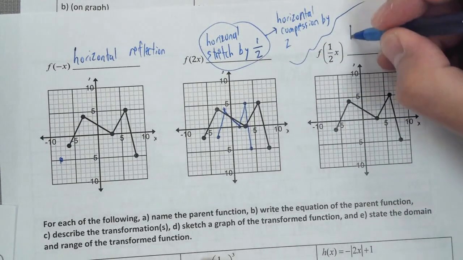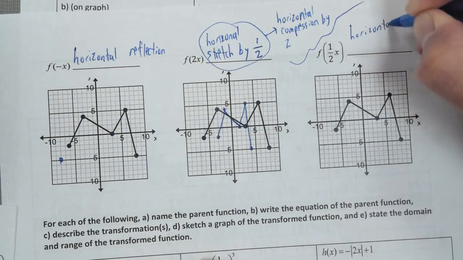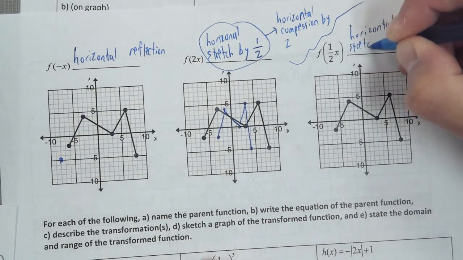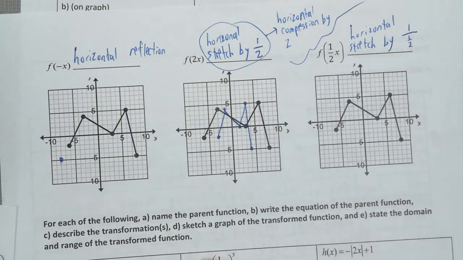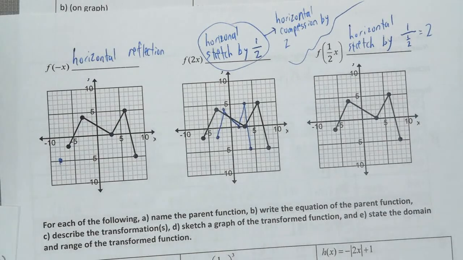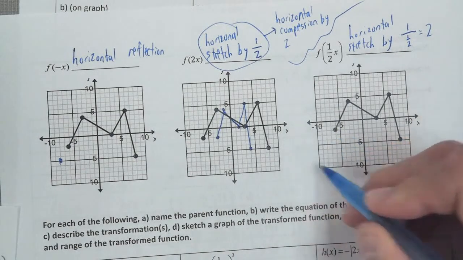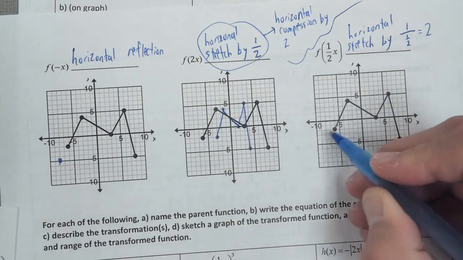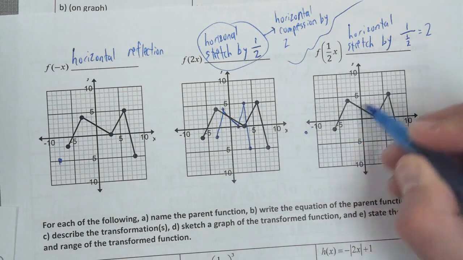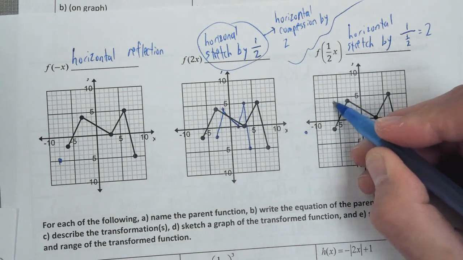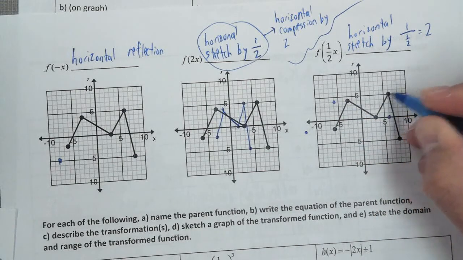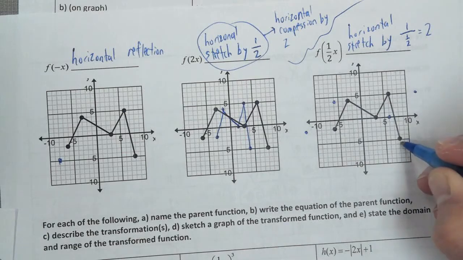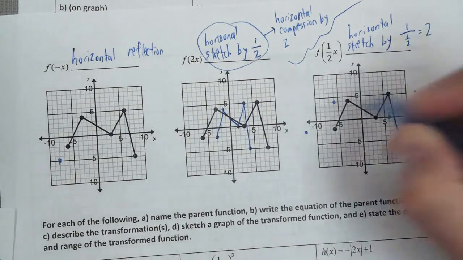This is now going to be a horizontal stretch by 1 over 1/2, which ends up being 2. So it's a horizontal stretch by 2. Now I'm taking this, multiplying by 2. So it's going to go way out here. -6 is going to be -12. We've got 3, now I'm going to 6. 3 here, again going to 6. 6 going to 12. And then this 8 going out to 16. So it's going to look something like this.